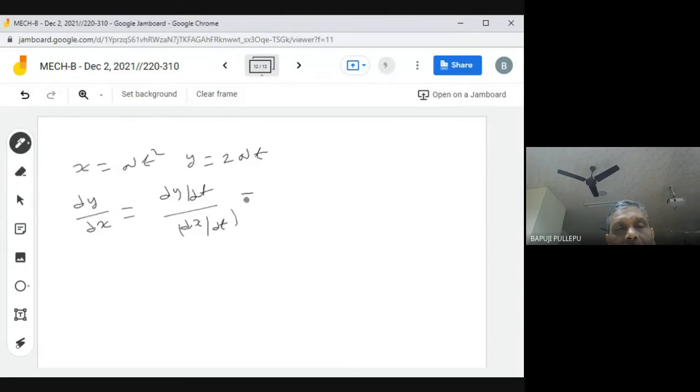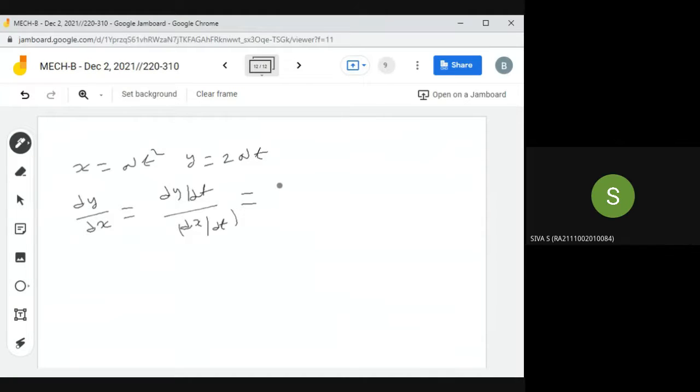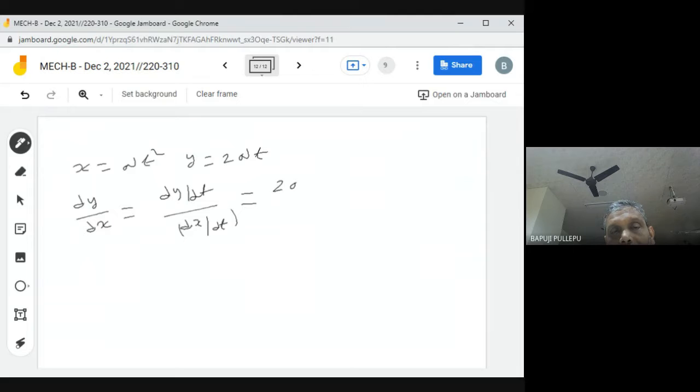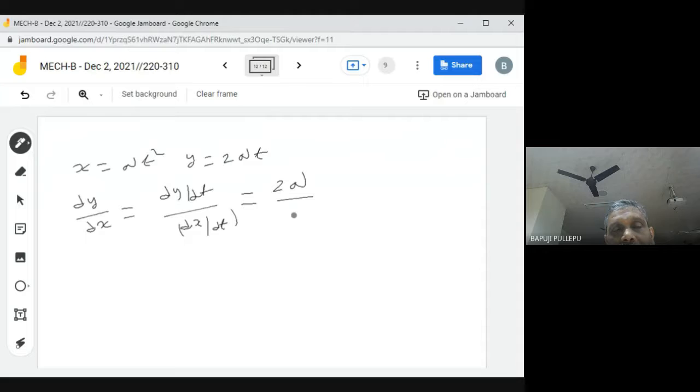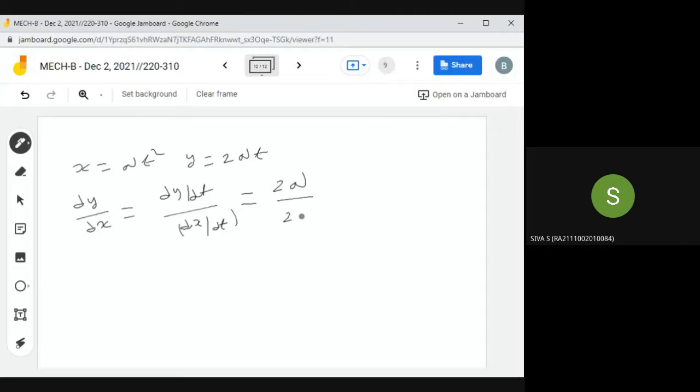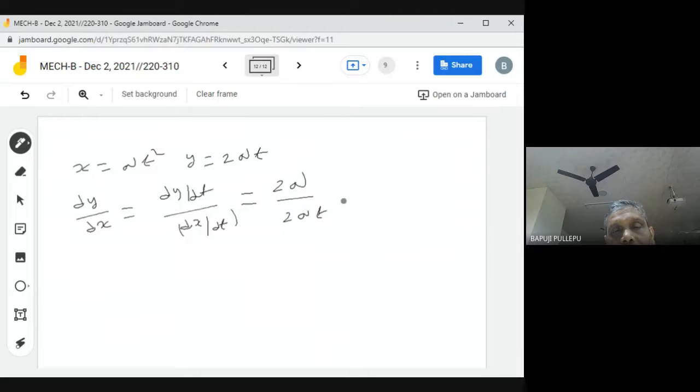dy by dt by dx by dt. What is dy by dt here? Sir, 2a, sir. Very good. Then dx by dt is what? 2at, sir. 2at. So 2a cancel means dy by dx is equal to what? 1 by t. This is equal to y1.